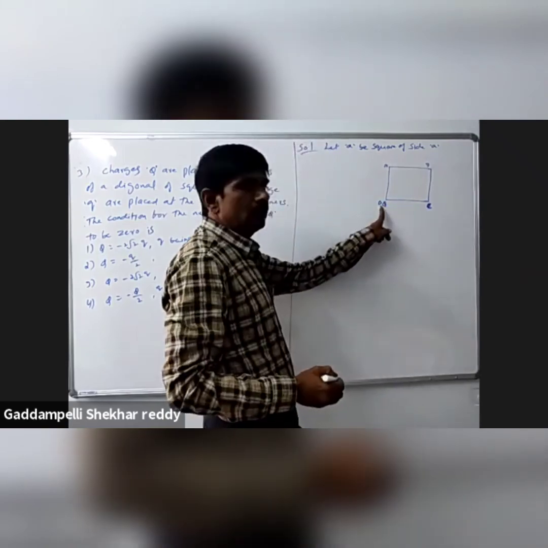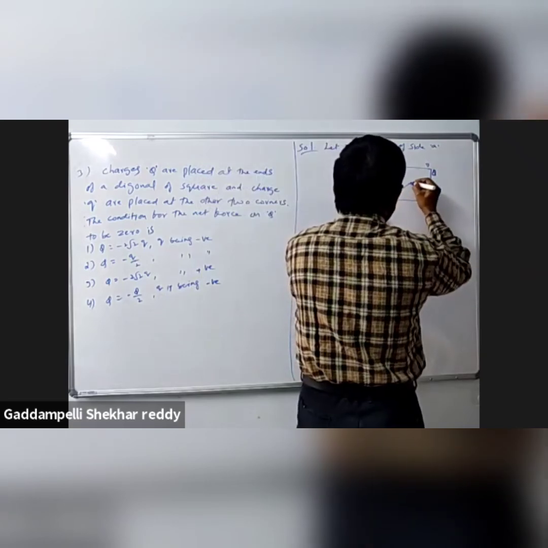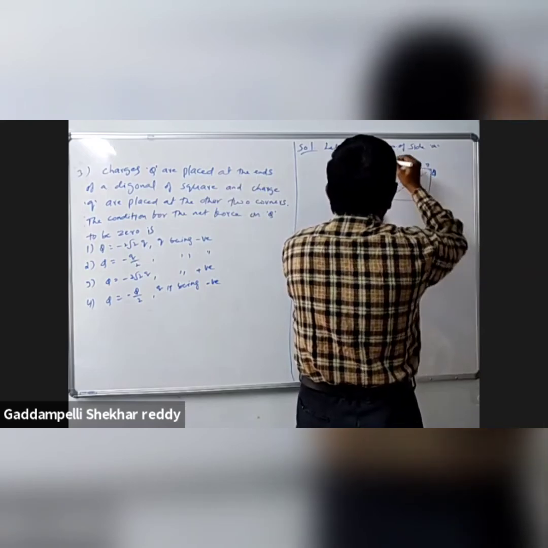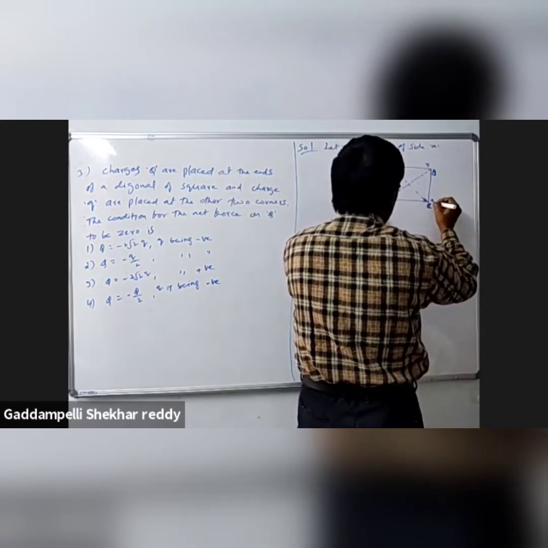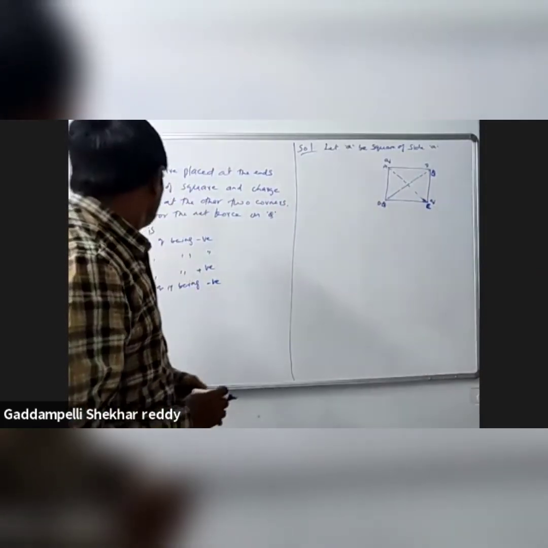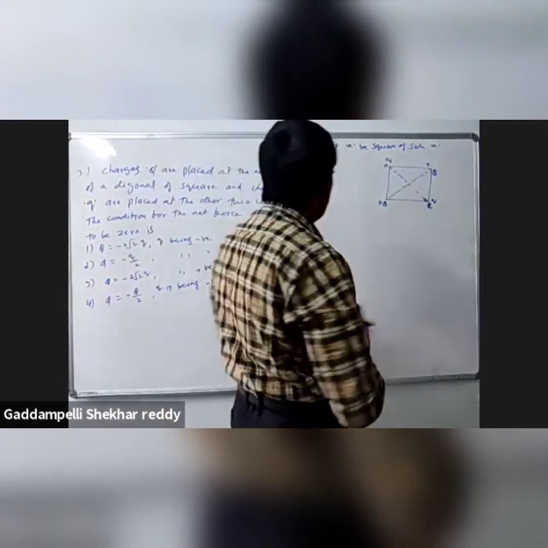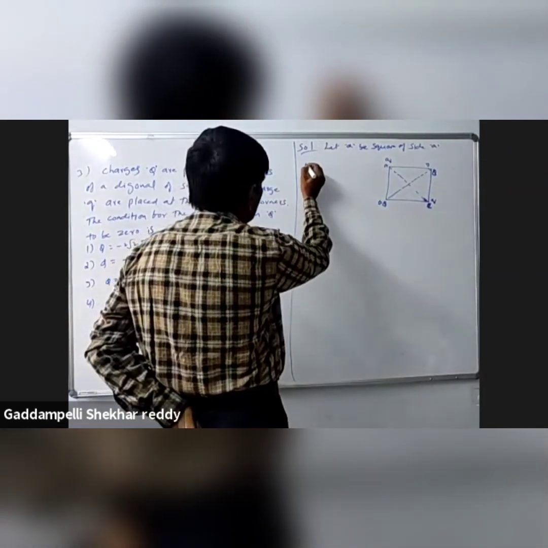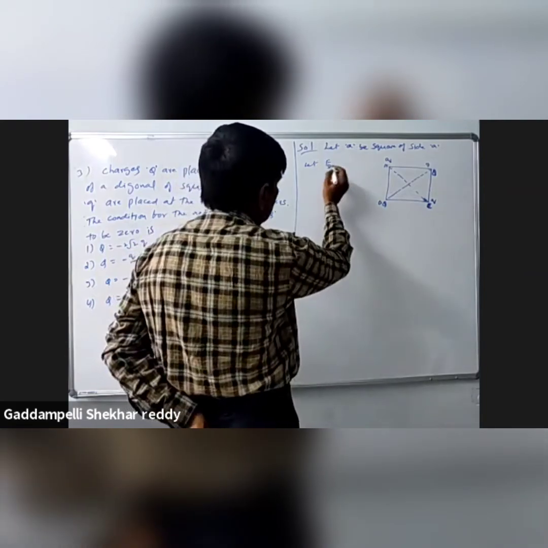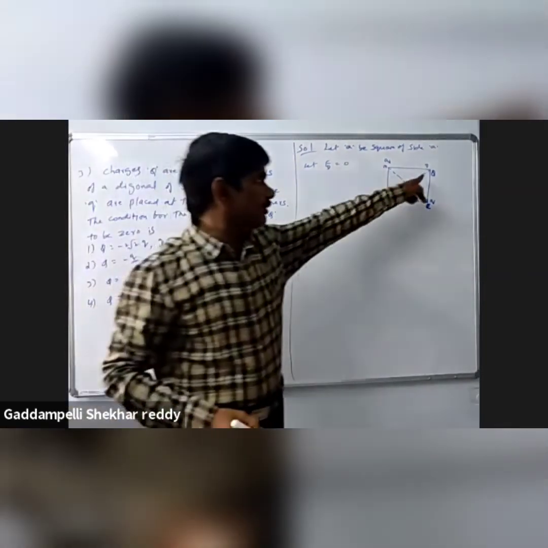At corner B, one charge, capital Q. Next, this is the diagonal. Next, the other corner. So the net force on Q is 0. Let Q be any corner of the square. So the force F_D is equal to 0 at this corner.